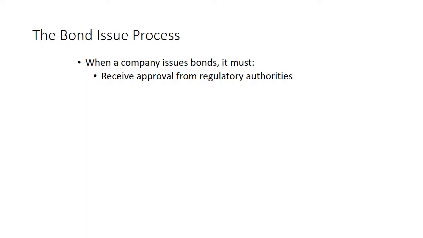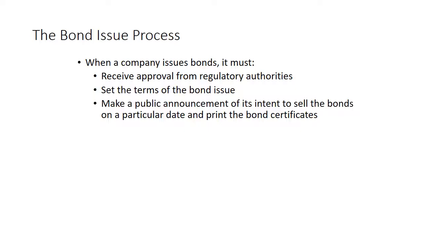We need to receive approval from regulatory authorities. We have to set the terms of the bond. The accountants have to talk to us and tell us what we can afford and do all kinds of workups there. We have to announce it and we have to print the bonds. So the day that the board of directors gets together and says, we'd like to sell bonds, could be 2 months, 3 months before they even first sell them.